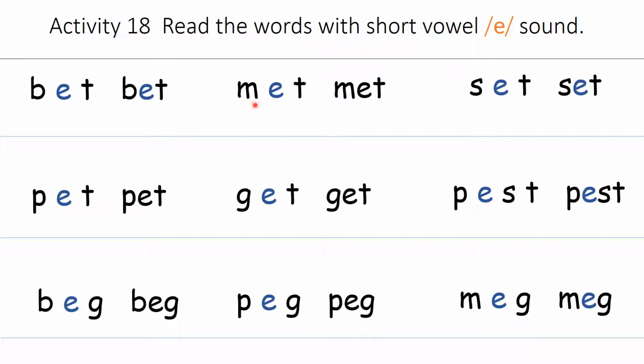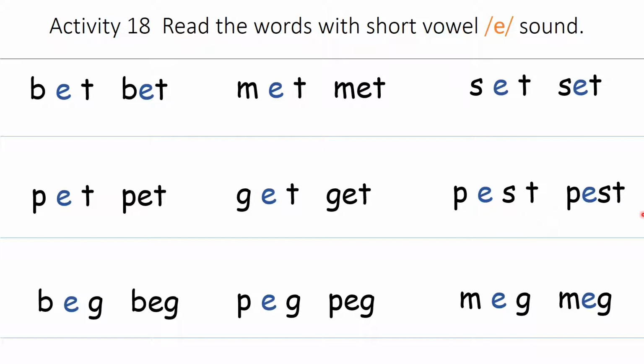Next. M, at, met. M, at, met. Next. S, at, set. S, at, set. Next. P, at, pet. Again. P, at, pet. G, at, get. Again. G, at, get. Next. P, ast, pest. Again.